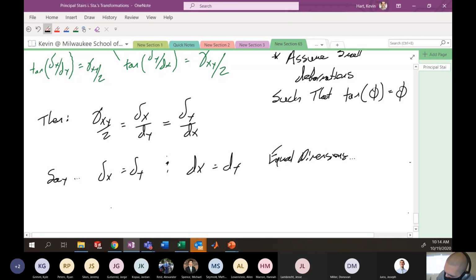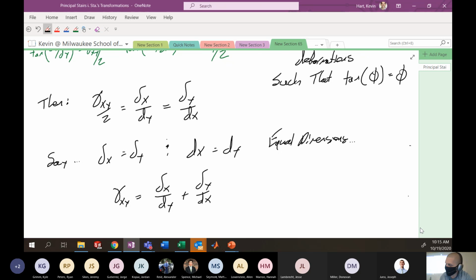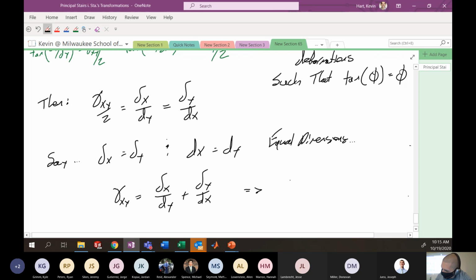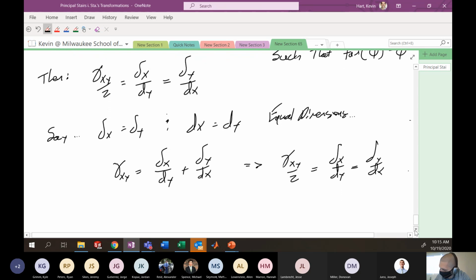All right, with that in mind, you sometimes might see this written as delta x over dy plus delta y over dx is the total shear strain. So that just comes from expanding this idea. Or if we make some of the assumptions above, the same idea holds: delta x over dy is equal to delta y over dx. This is all the same. I'm just repeating.